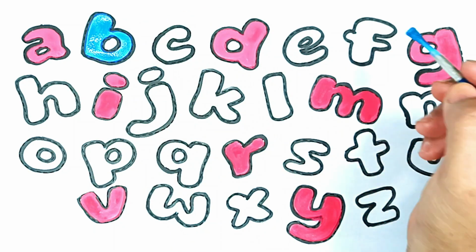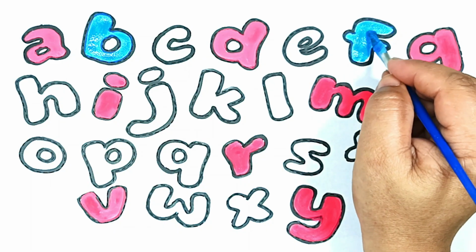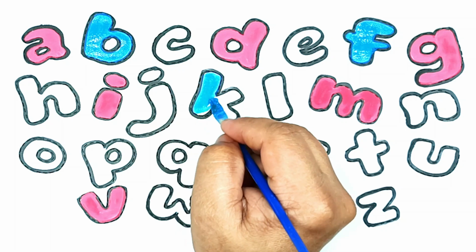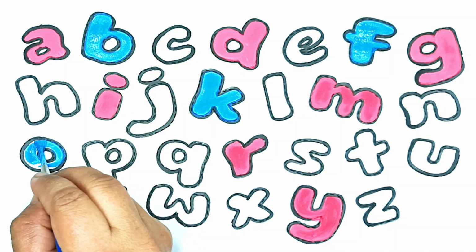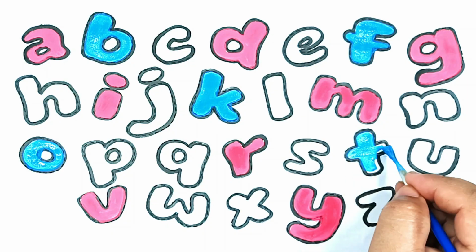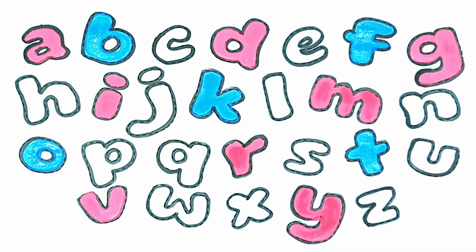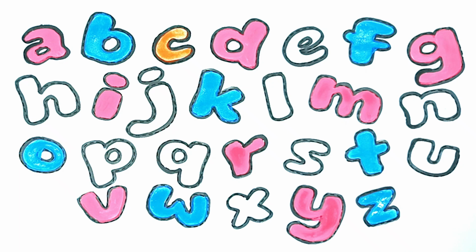B for ball. F for frog. K for kite. O for onion. T for train. W for watch. C for zebra. C for cat.